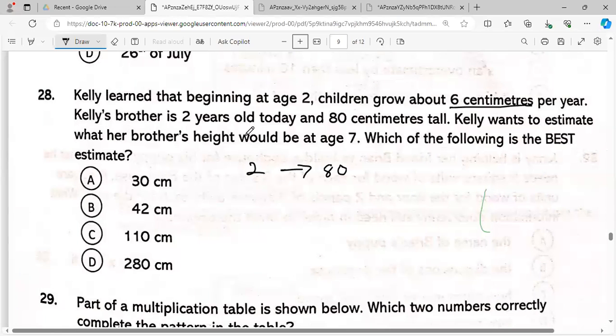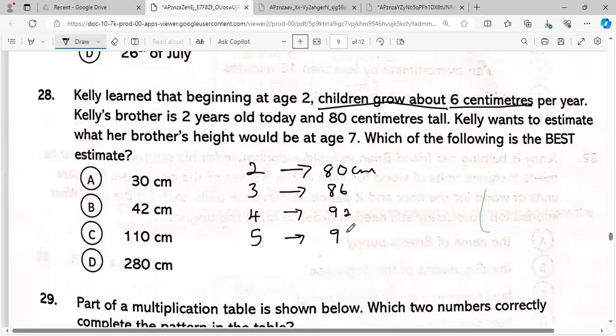So think about it. The child is 2 now, and the child is 80 centimeters. Every year that passes, the child is going to grow 6 more centimeters. So it would be something like this, right? When she's 4, it's 86, and you add another 6 to this, right? You get the idea? Every year, the child is going to grow 6 centimeters more per year. So when the child is 5, the child will be about what?